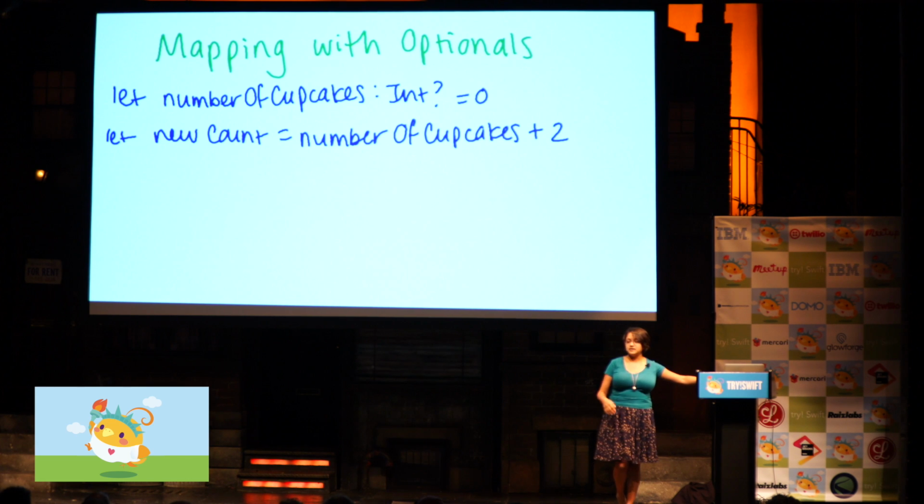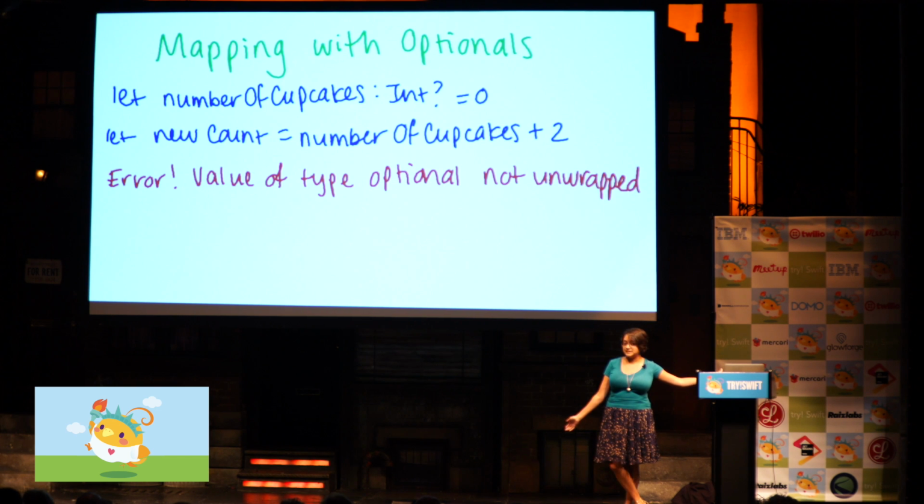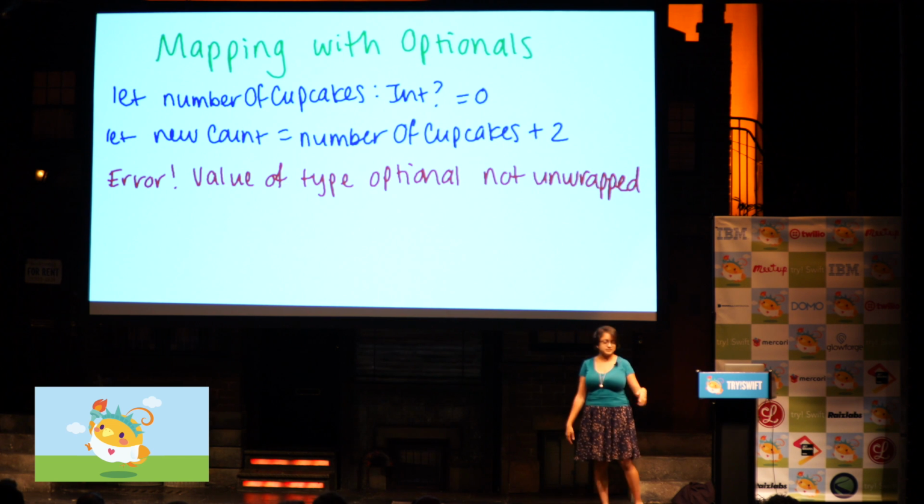Okay, so mapping on optionals is actually slightly different than mapping on arrays. Say I had something that was the number of cupcakes, and it was an optional integer equal to 0. If I wanted to add 2 cupcakes to it, I would try to do number of cupcakes plus 2. Now what happens is you get an error. You basically can't add an optional to an actual integer without unwrapping it.